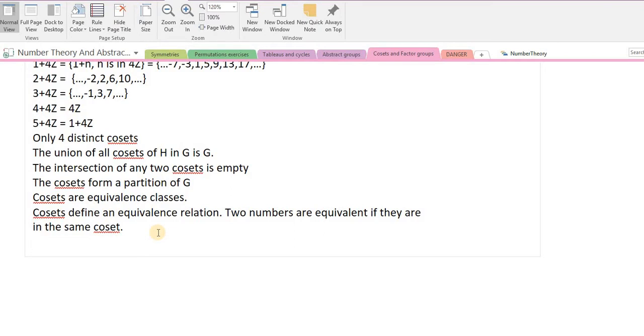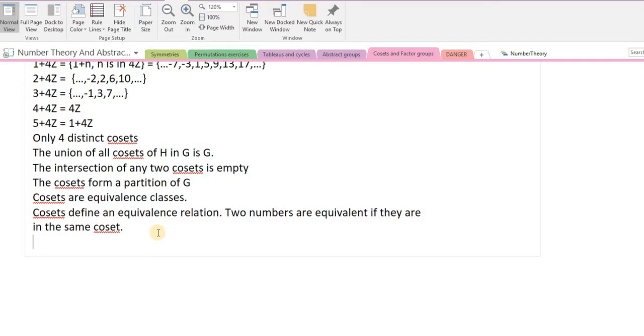Now, what's kind of cool in this case is that Z is an infinite group, and 4Z is an infinite group, but there's only a finite number of cosets that divide up the group.